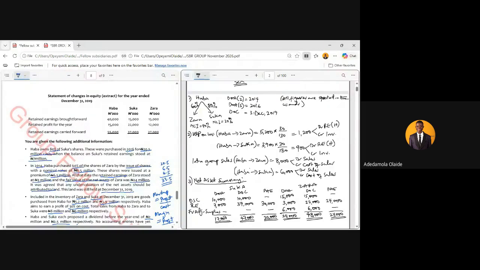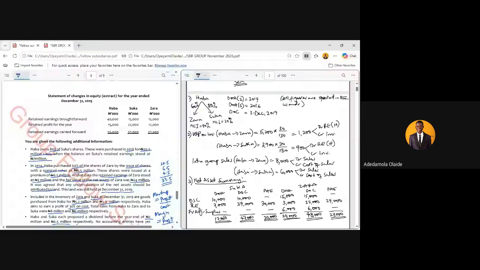No issue. But in the case of Zara, they told us that the fair value of their own asset is 24 million. But when we did our book value calculation, which is based on the net assets, OSC and retained earnings, it is just 18 million. So the difference is 6 million. And they have told us that if there is any undervaluation of any asset, it should be attributed to the land. Are you getting it? It should be attributed to the land.